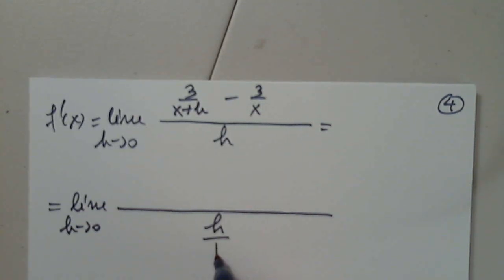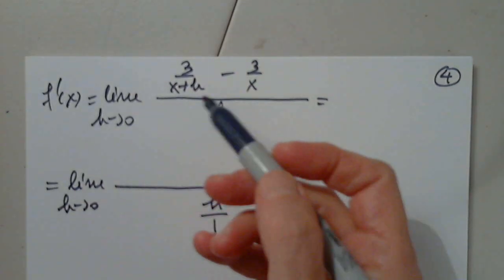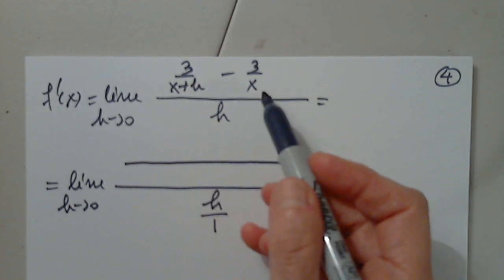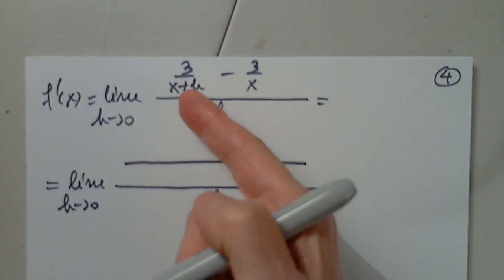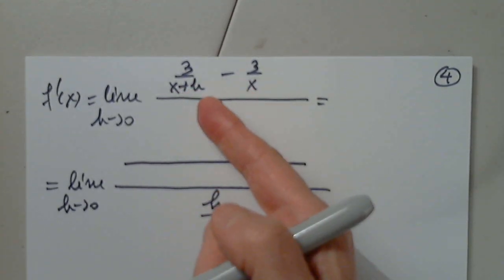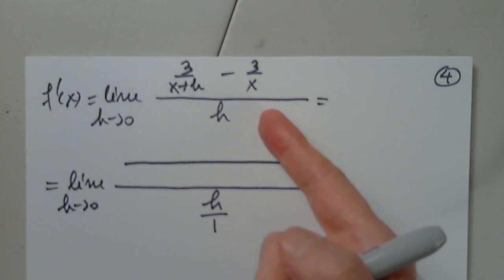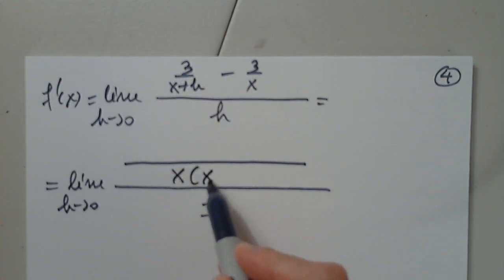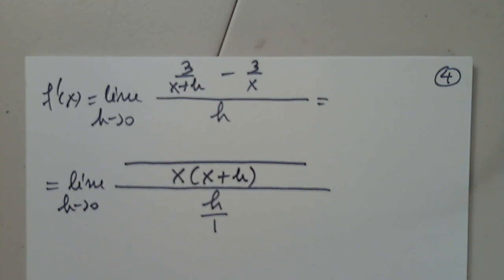So h is the same as h over 1. The least common denominator has to be the product of these two. They don't have anything in common. When we talk about common, we talk about common factors. They don't have any common factors. So it's x times x plus h.